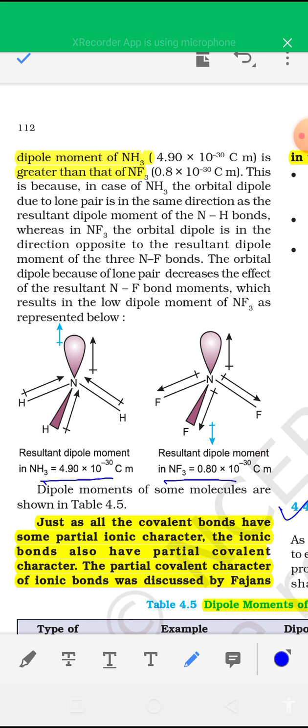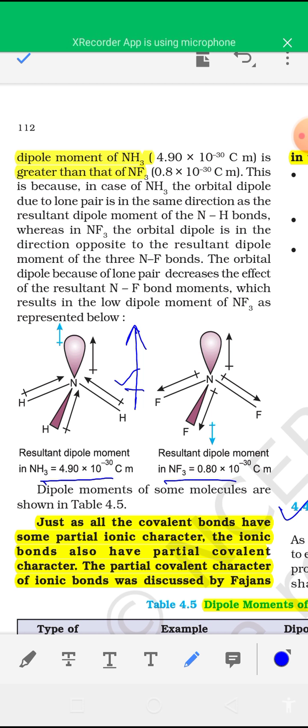This is because in ammonia you can see the direction of each individual bond moment is from hydrogen to nitrogen. So the direction of all three bond moments is in the same direction, upward direction, and the lone pair moment is also in the upward direction. So the net resultant dipole moment of the molecule is much more, and it is positive. All the individual bond moments are in the same direction, so the net resultant dipole moment will be more.